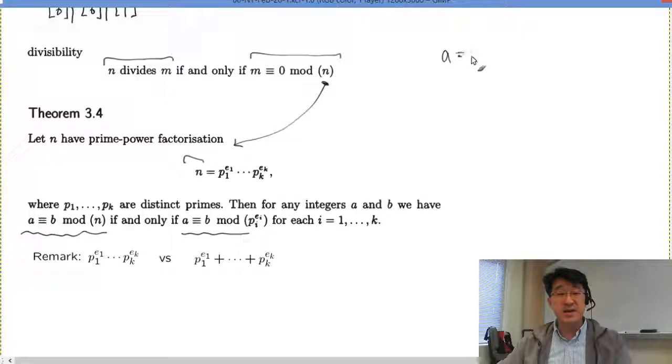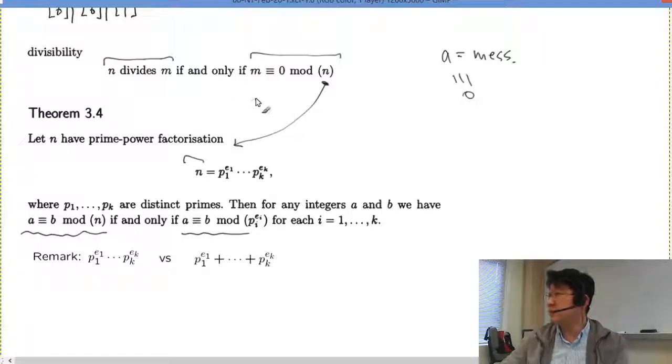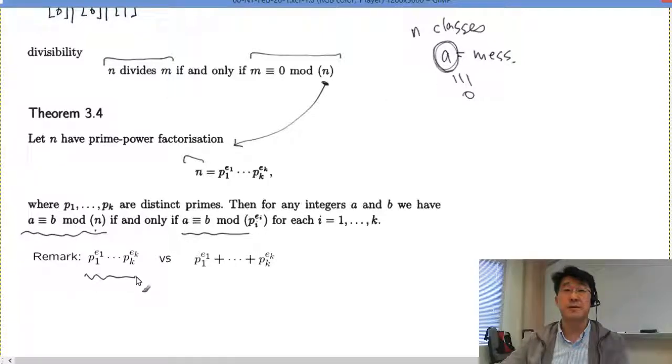So let me take a look at it like this. Suppose a is a massive expression, a complicated expression with x in it, like x squared minus x minus 2. If we want to show this is equal to 0 or not, that means it's divisible by n, right? You have to go through pretty much all the congruence classes. There are n classes, so you have to test n classes, which is equal to this product. But on the right-hand side, it says you don't have to do that.